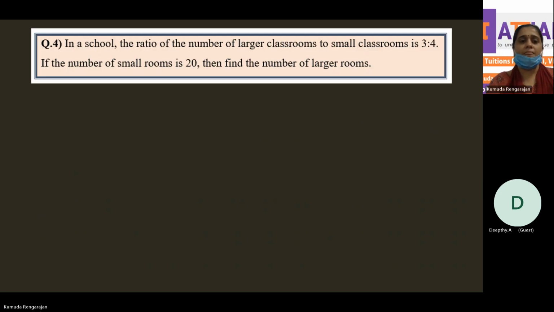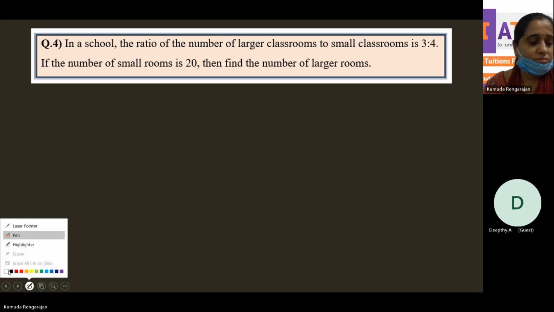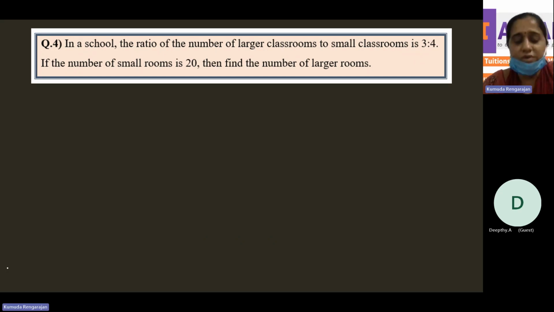Done? Next. In a school, the ratio of the number of larger classrooms to smaller classrooms is 3:4. If the number of small rooms is 20, then find the number of large rooms. Ma'am, we're doing this right now, right? Yeah, we're doing this now.